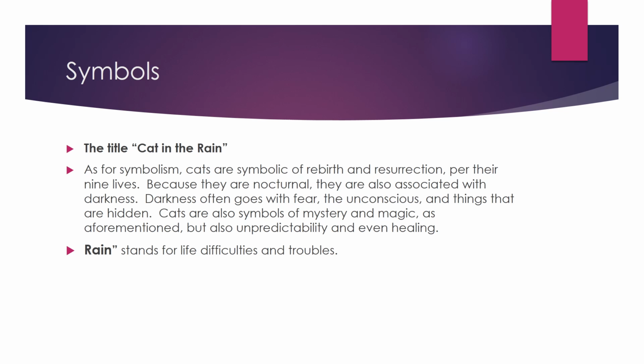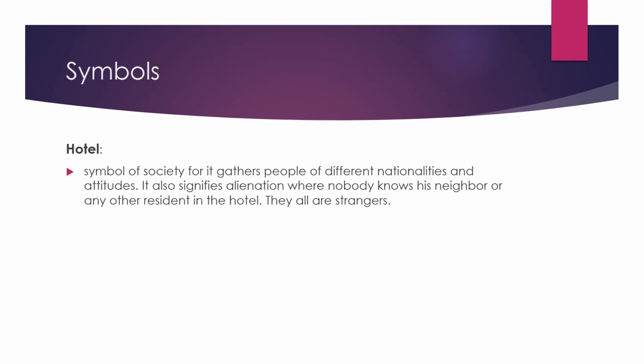Again, this is something particular for Western American and European countries, while in Arab societies, rain is such a nice and optimistic thing. We have a hotel. It is a symbol of society, for it gathers people from different nationalities and attitudes. It also signifies alienation, where nobody knows his neighbor or any other resident in the hotel. They all are strangers. So the hotel represents the entire society.